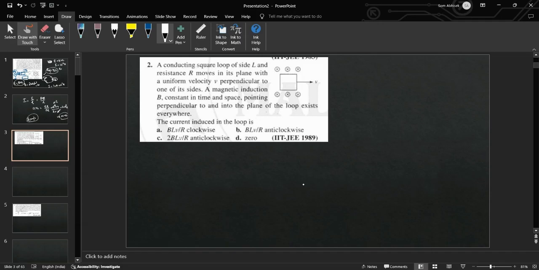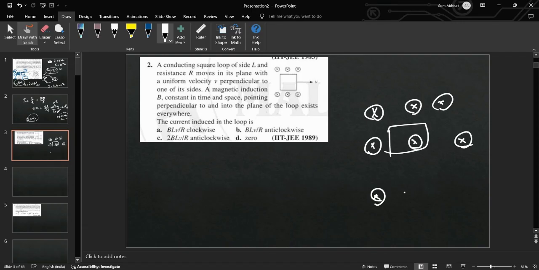See, the thing here is there is this magnetic field which is constant in time and space, and the loop is actually inside the magnetic field. It's written that it moves in its plane, and it does not go out of the magnetic field, isn't it? The magnetic field exists everywhere and is constant, and the loop is not going anywhere outside of the magnetic field region.